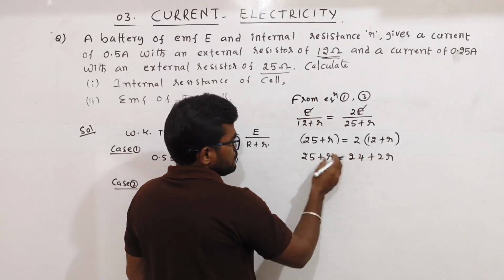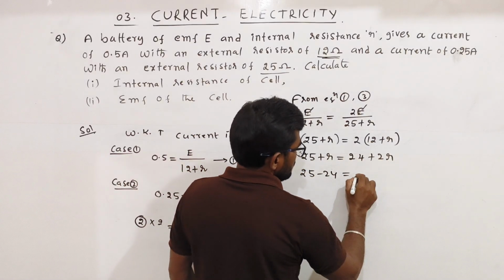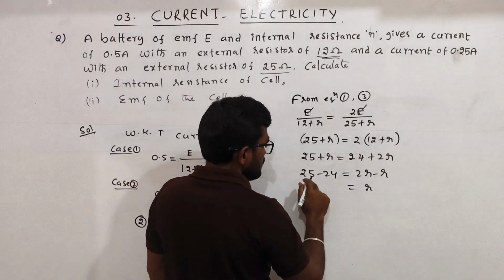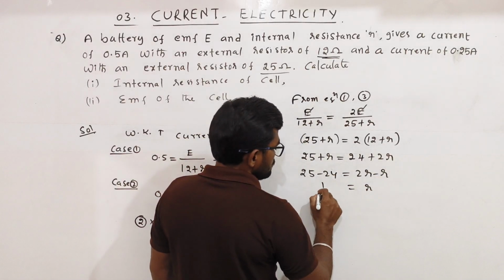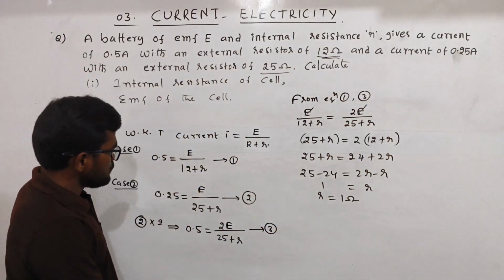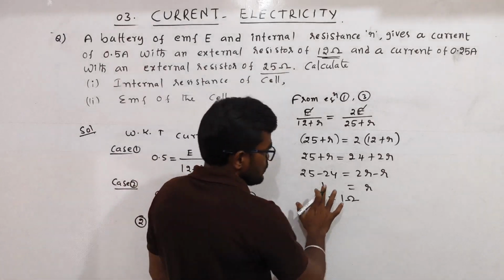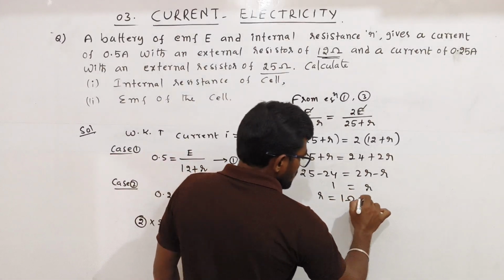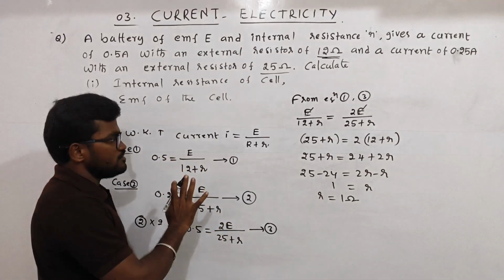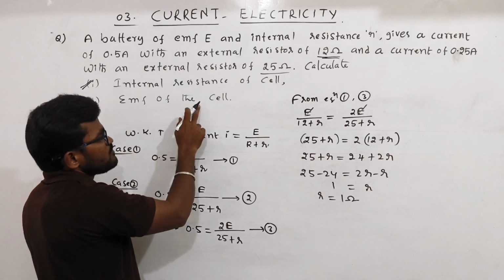Write 24 on the left hand side, that becomes minus 24, and write the r to the right hand side, 2r minus r. So r is equal to 25 minus 24, that is 1. If you follow this method, we can solve easily. Otherwise, if you cancel directly, you will get decimal points, but the final answer is 1 only. Substitute this r value in equation number 1 or 3 and we will get the E value. This is the solution for question A, the EMF of the cell.